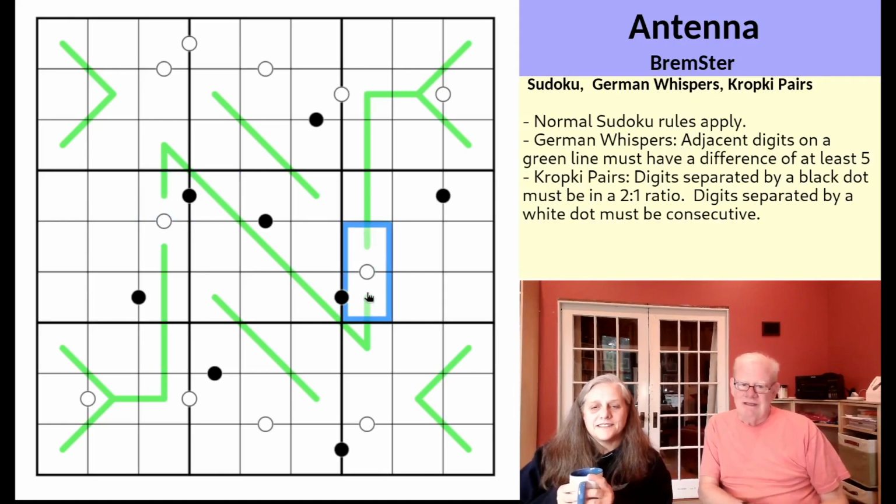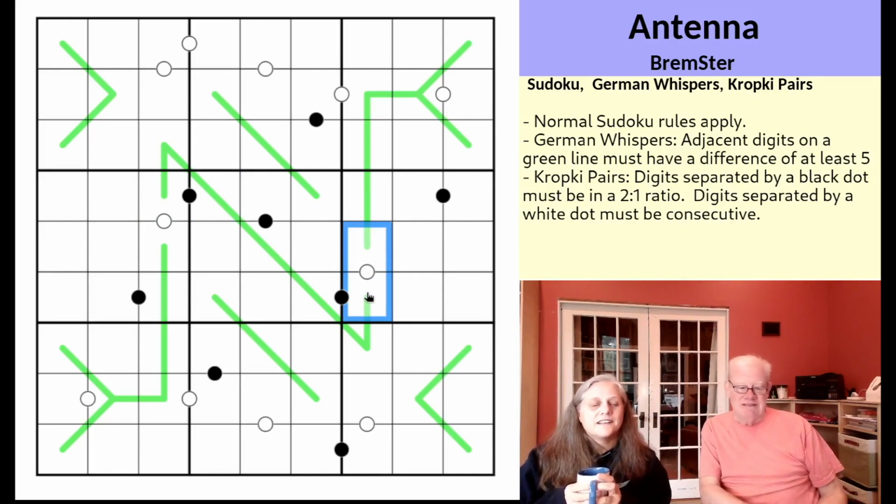And on white dots, digits separated by a white dot must be consecutive. So this could be a 3-4 or a 7-8, but it couldn't be a 6-8. Excellent. That's all the rules we got.